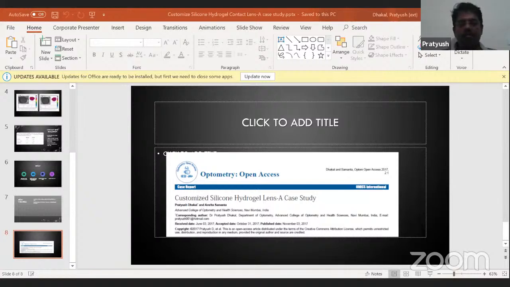Their service is available in entire India, mostly in the major cities. They deliver within 2 to 3 days. Only in some places it might take a bit longer. Otherwise, they usually deliver in 2 to 3 days. You can go to contactcare.com.